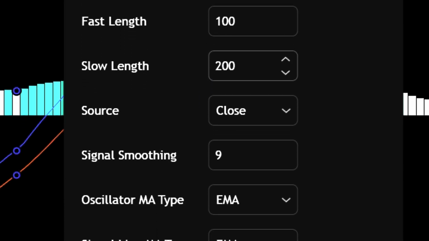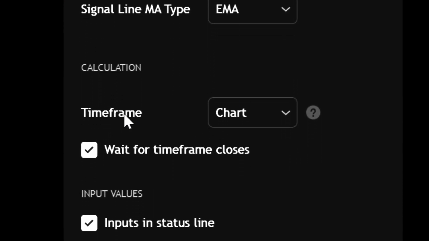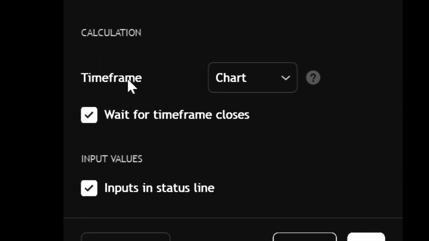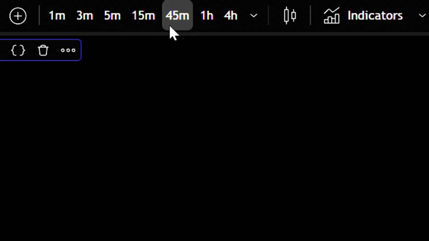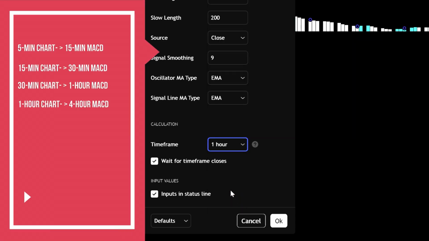Next, and this is the most important part, you need to change the MACD's time frame. You're gonna set it to one time frame higher than the charts you're trading. So if you're looking at a 45-minute chart like me, you set your MACD to the 1 hour. If you trade the 15-minute, you set this to 30-minute or 1 hour. This lets us peek at the bigger trend to make sure we're not fighting a losing battle.